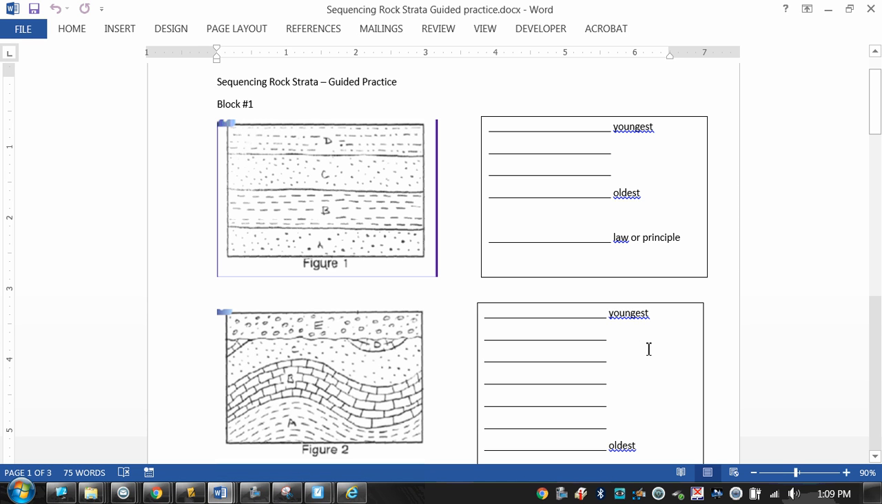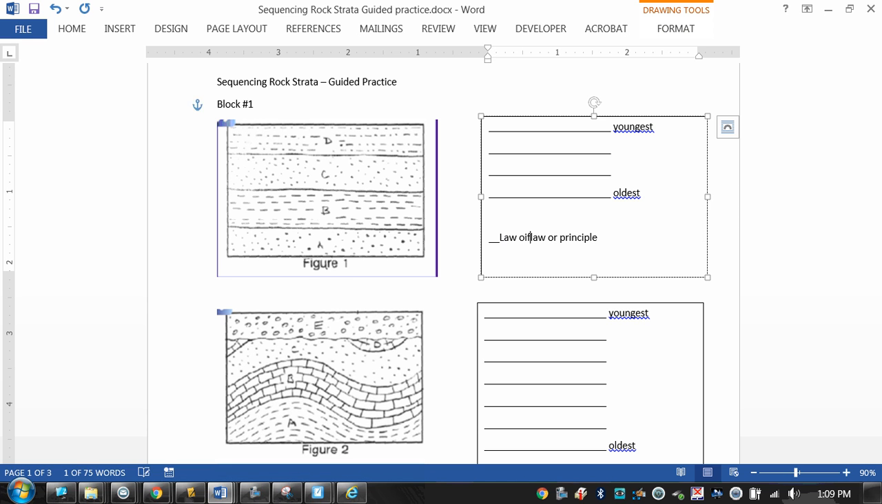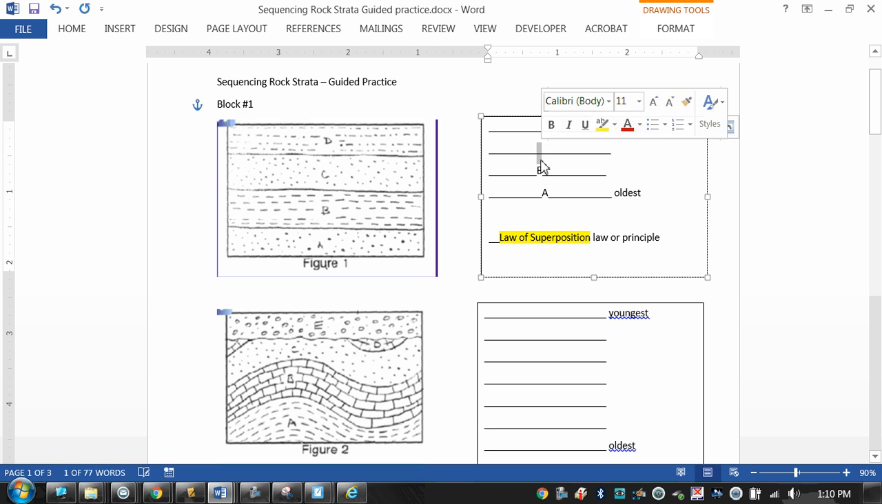So in this one, we're going to be using the law of superposition. Our law of superposition is what's going to tell us that A is our oldest, and then B, and then C, and then D. Remembering that the law of superposition tells us that the rock layers on the bottom, in an undisturbed column, are the oldest, and then they get progressively younger as you go up, and the youngest one's going to be at the top.